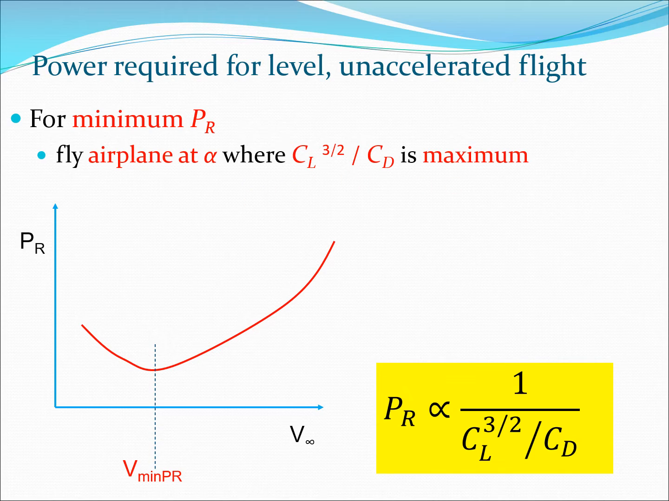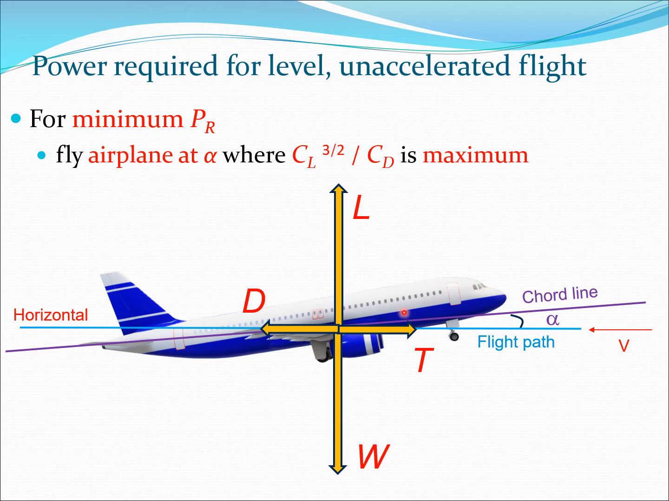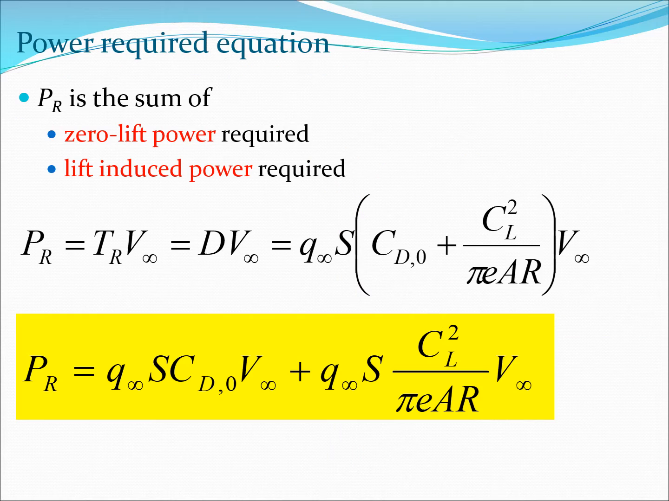Now what this would mean in practice is if the airplane is flying like this, remember the velocity is coming in this flight path direction, there is a small angle alpha between the flight path and the chord line, and these are the four forces which are acting on the airplane. Then you should fly this airplane at an alpha where CL^(3/2) by CD is a maximum. So this is going to give us the minimum power required situation.